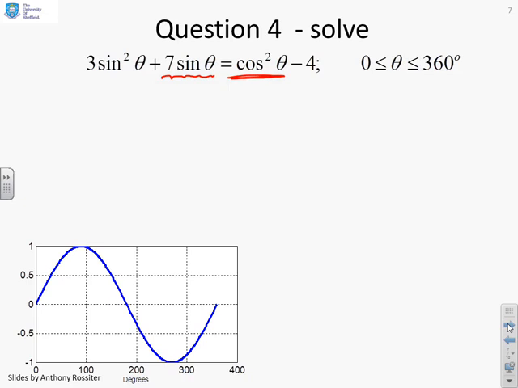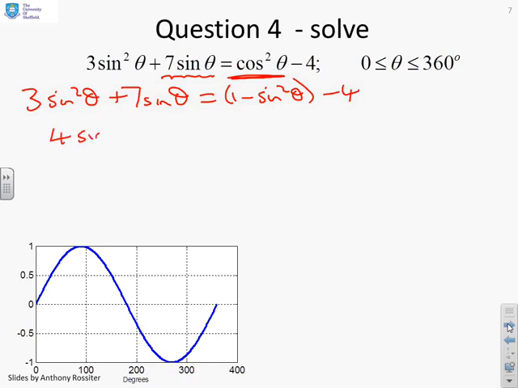So I'm going to rewrite this as 3 sine squared theta plus 7 sine theta equals 1 minus sine squared theta minus 4. And now what I can do is I can combine all the terms together. So I get 4 sine squared theta plus 7 sine theta plus 3 equals 0, which is a quadratic in terms of sine theta.